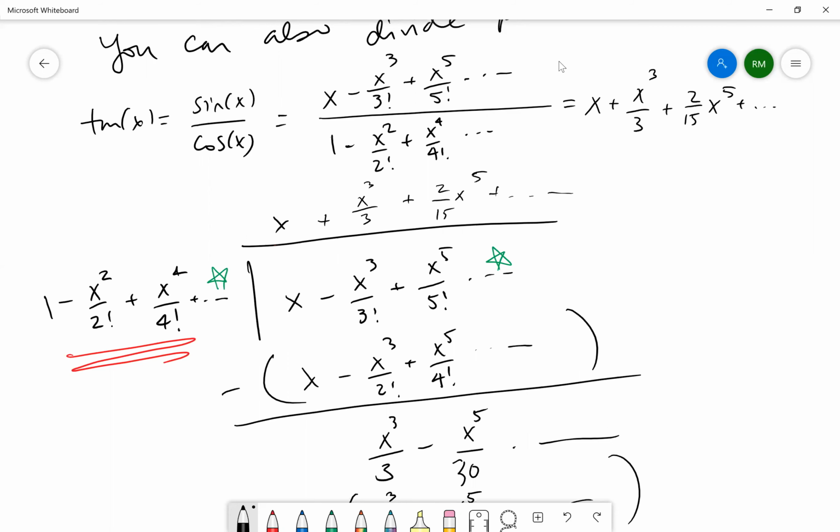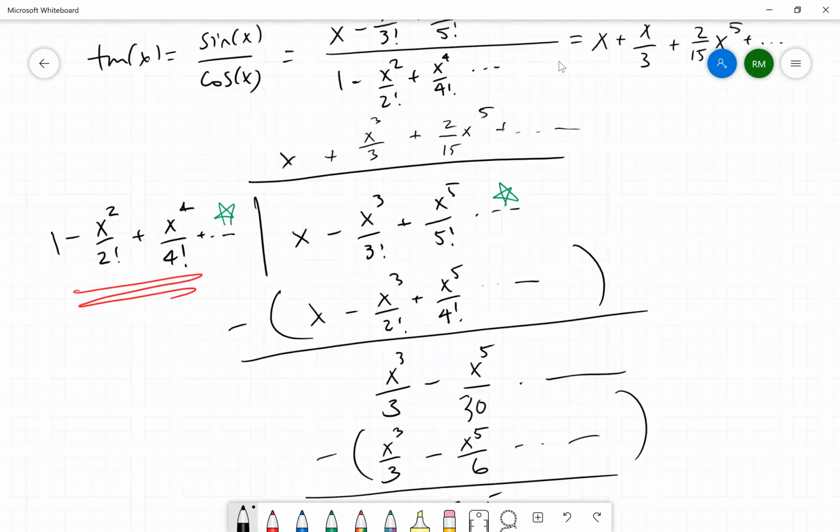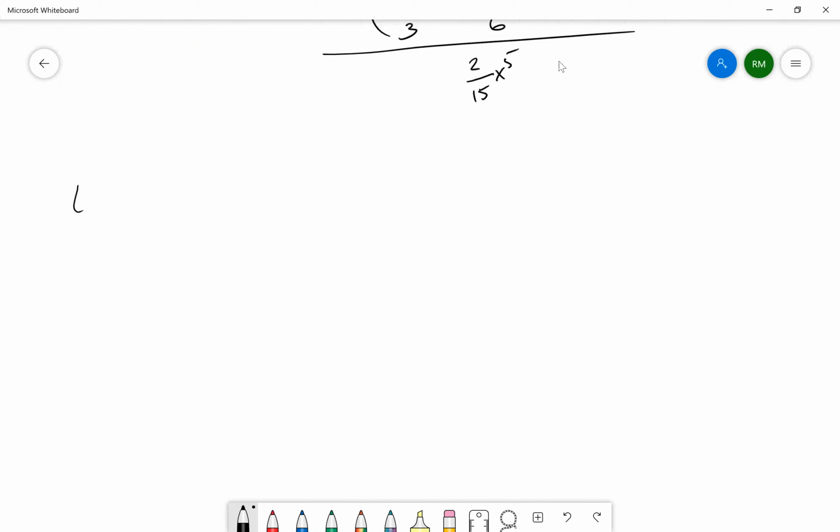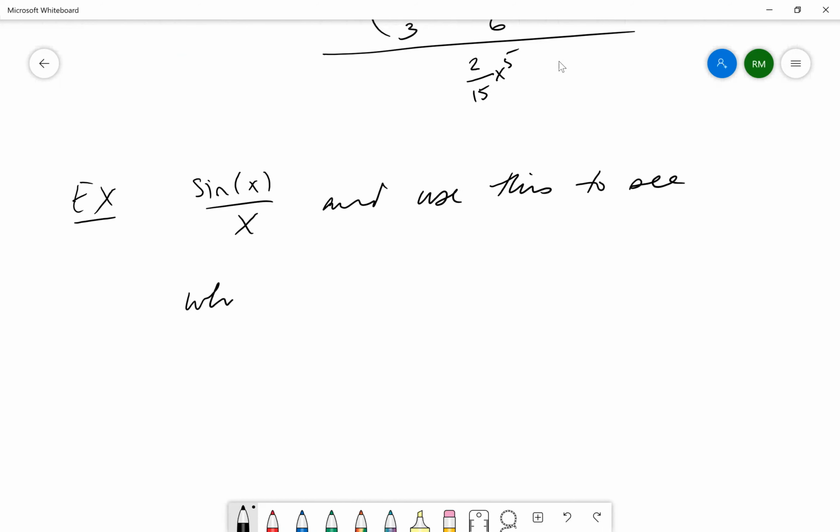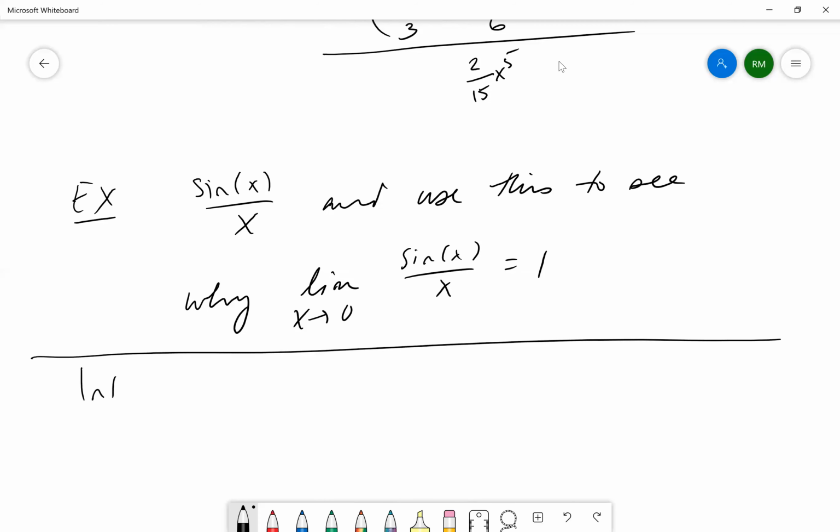All right. So I want to give you an example. I want you to do the sine of x over x. That one's pretty easy. And use this to see why the limit as x goes to 0 is equal to 1. So use this to see, and you'll see why this limit as x goes to 0 is just 1. All right, last but not least, we need to integrate.